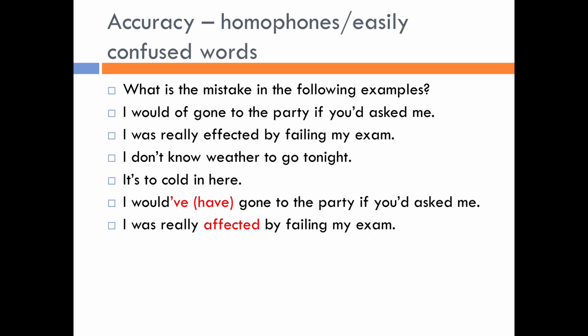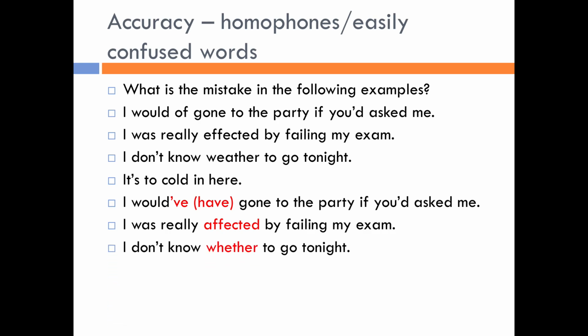I was really affected by failing my exam. The problem is 'affected'. This one is just English being English, I'm afraid. It's the same meaning really, but affected with an A is the verb form, so you are affected by something. Then effect with an E talks about the consequences. For example, you'd say the effect of failing my exam was that I didn't get onto the course I wanted. But I was affected badly by failing my exam.